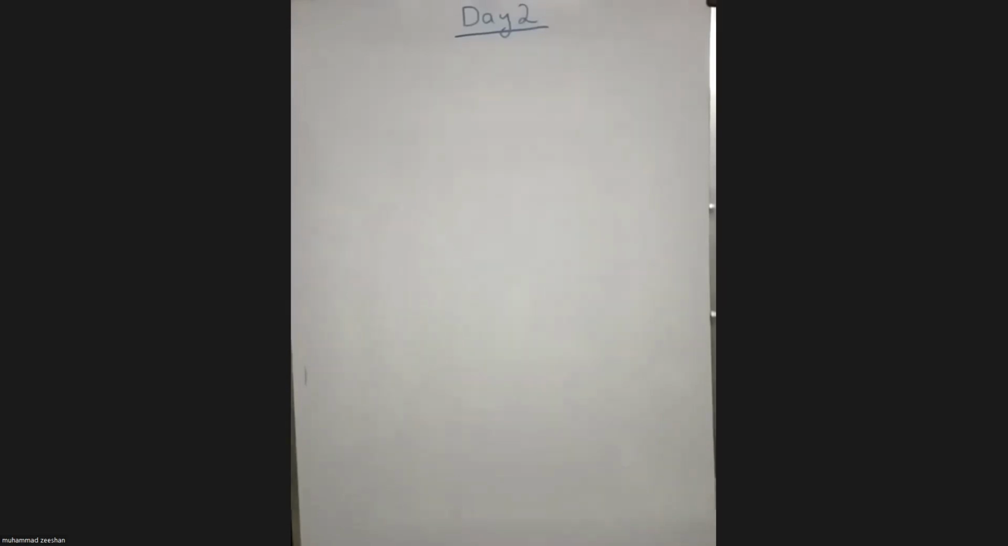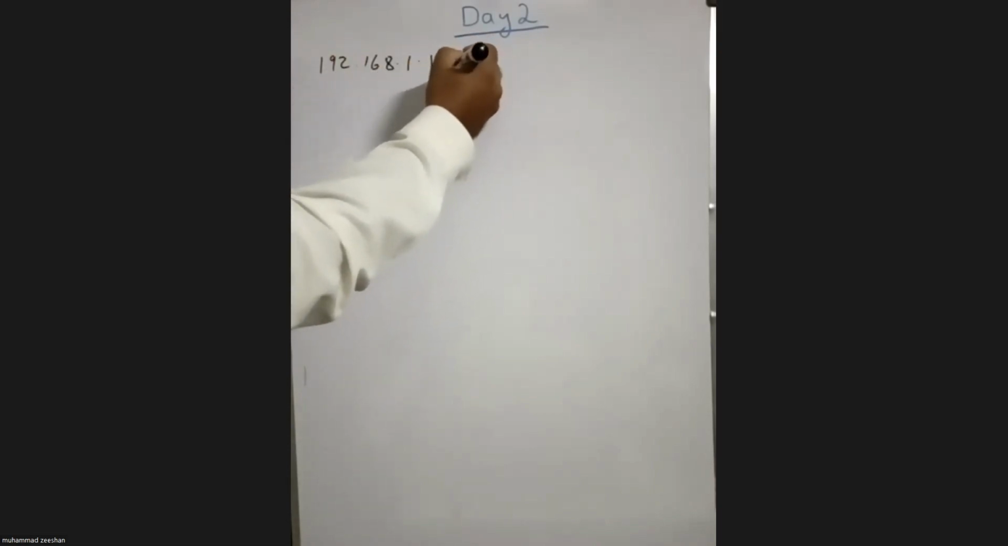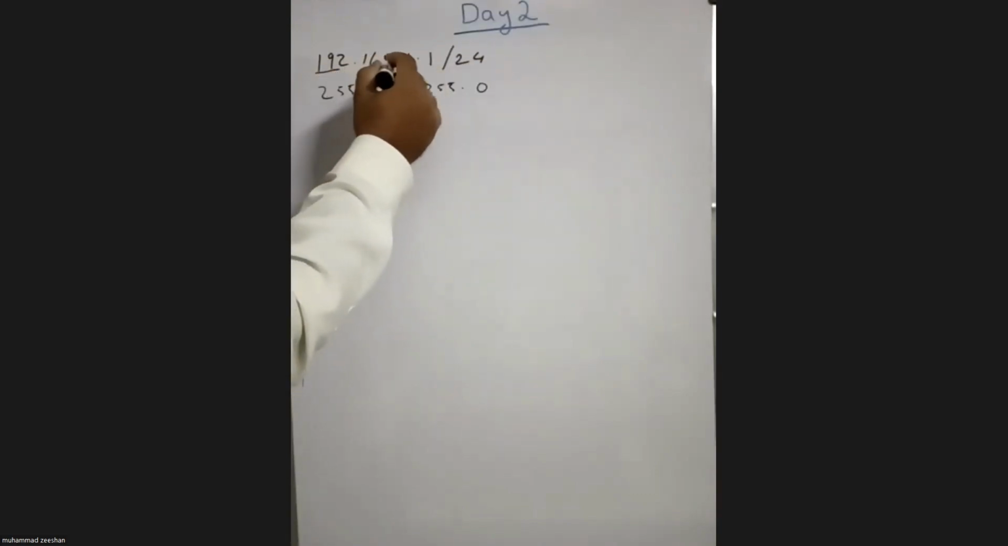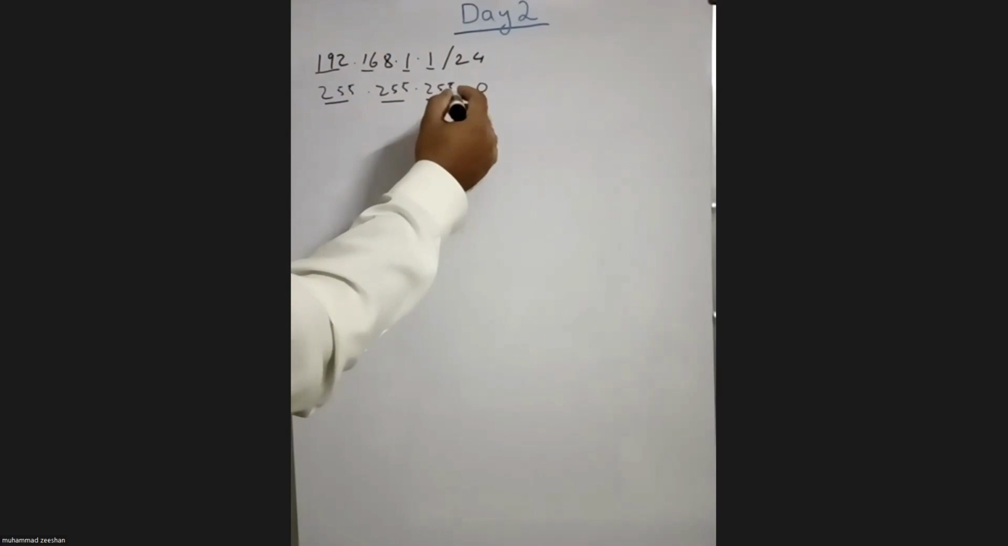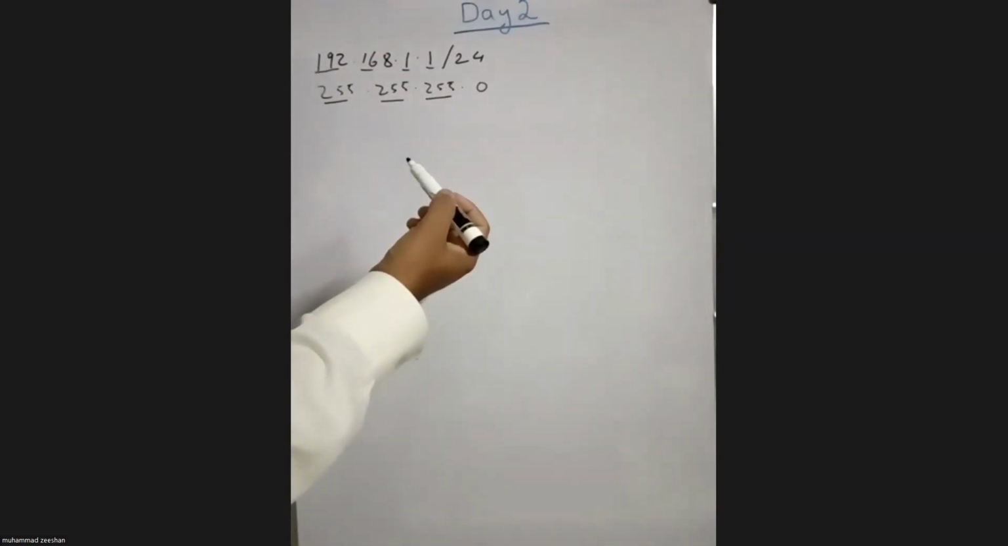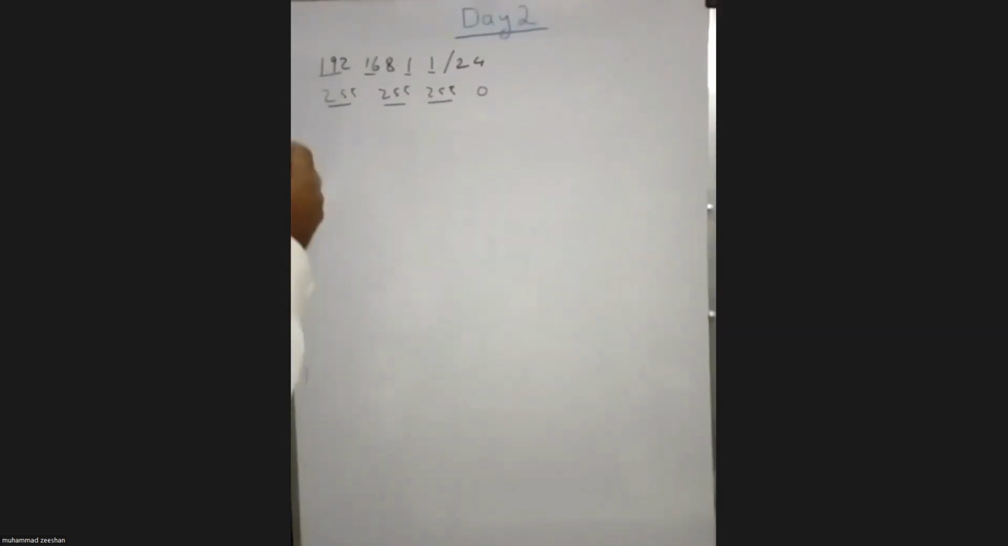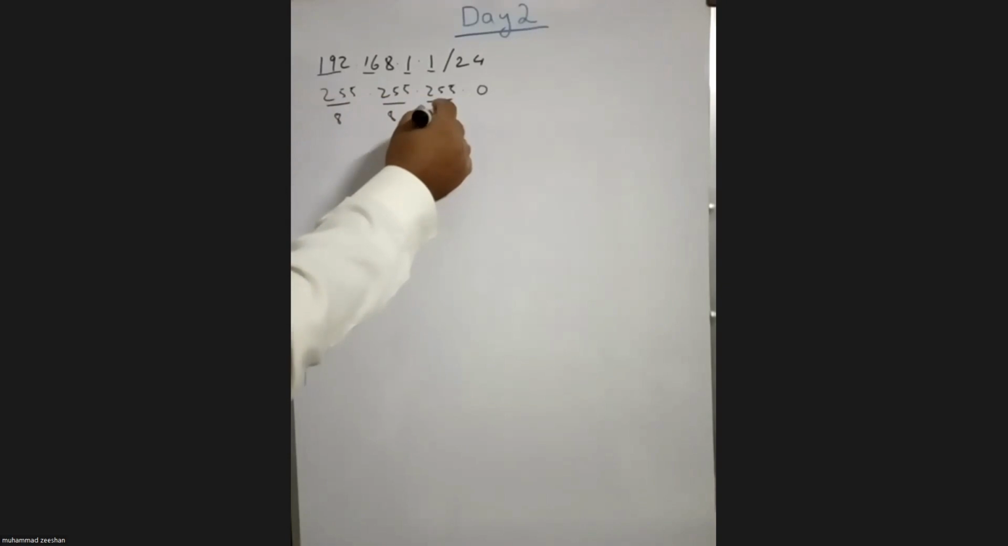If I have an IP address 192.168.1.1/24, mostly the network people will tell you it's a /24, or 25, 26, whatever. So the subnet mask is 255.255.255.0. These are octets. The range is: this is 8, this is 8, this is 8. Three 8s are 24. The subnet is /24.